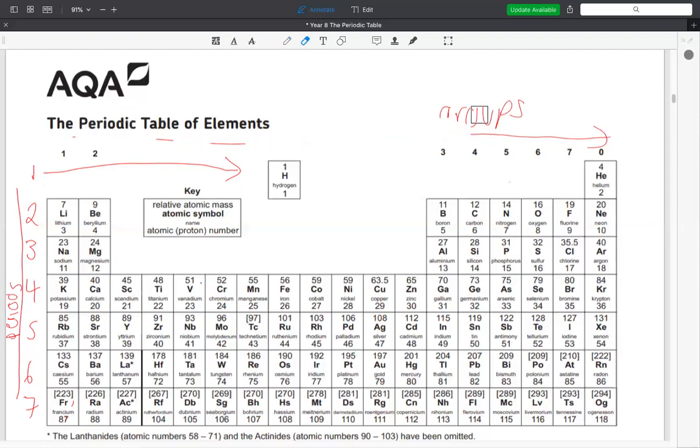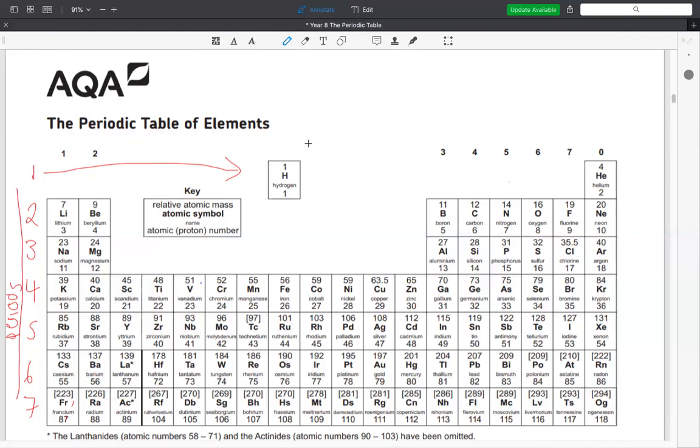So the period number is telling us how many shells an element has. So lithium will have 2 shells, sodium will have 3, potassium will have 4, rubidium will have 5, cesium will have 6, and francium will have 7. Do you remember when I looked at the recap for our year 7 stuff, I said to you that atoms can have a number of shells? The period number will tell us how many shells it has.